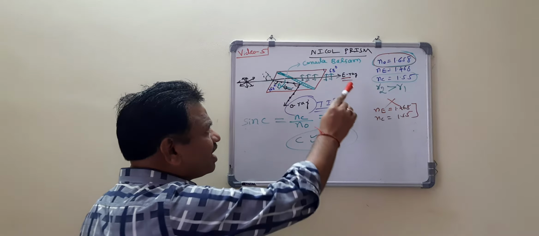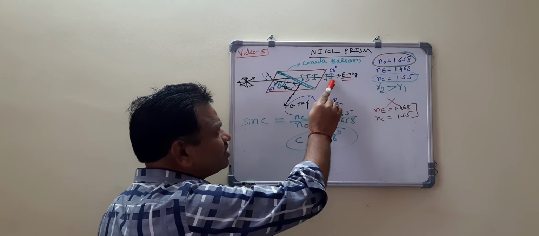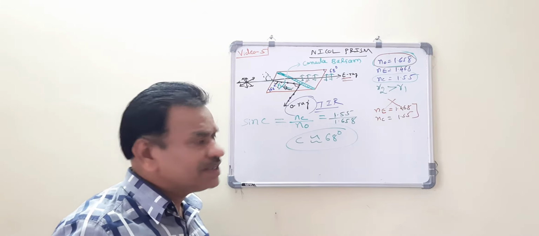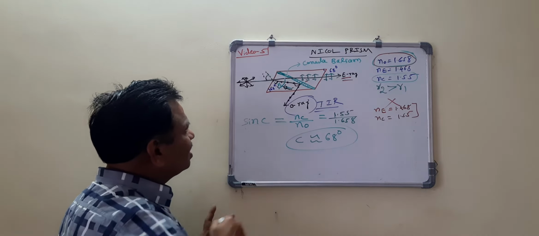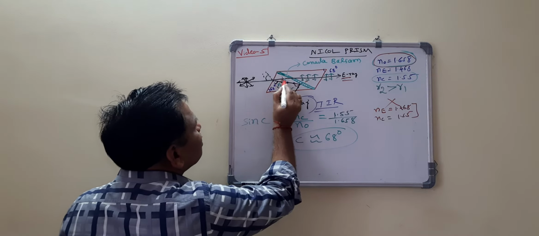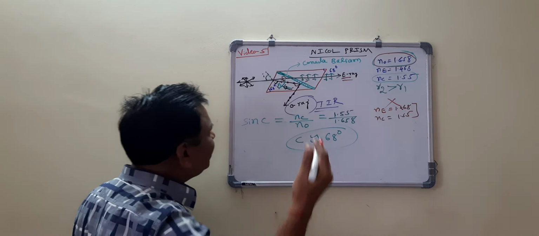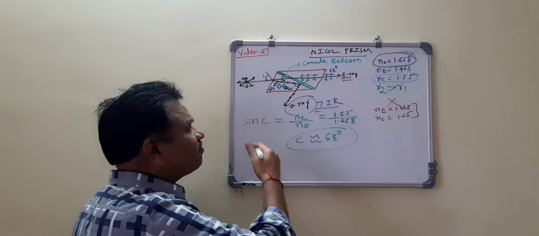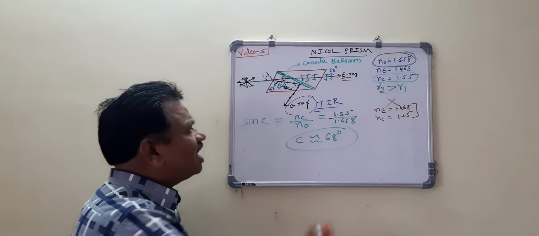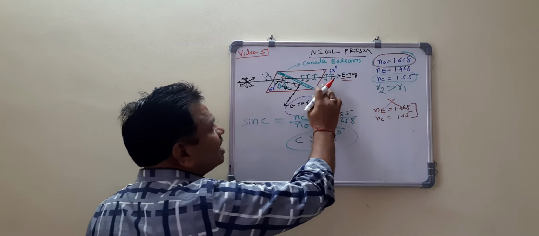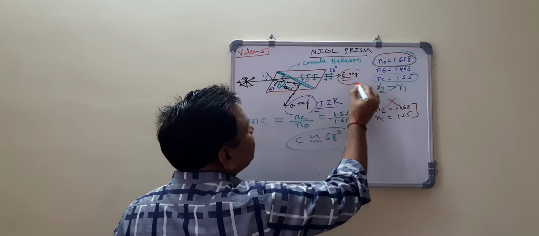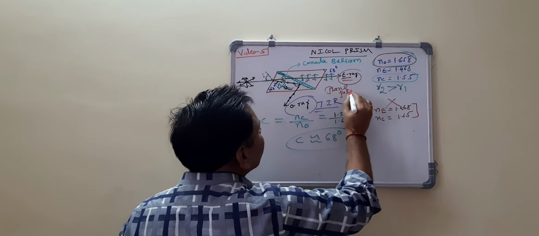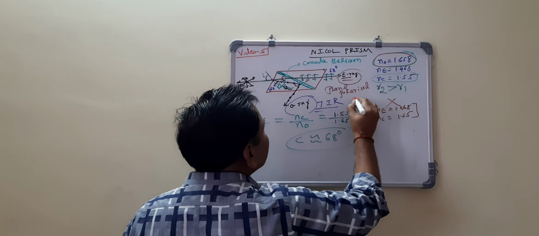The outgoing ray has vibrations only in one direction. Here, the vibrations are like this, and the other set is perpendicular to both. Here, one set of vibrations is completely eliminated, and the outgoing ray is completely plane polarized light.